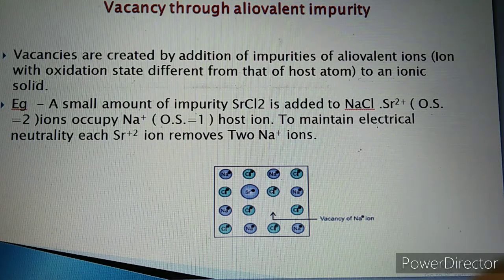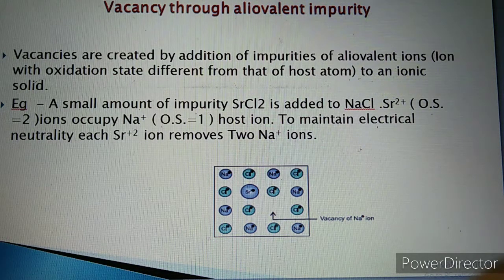When vacancies are obtained because of allovalent impurity. What is allovalent impurity? What is the meaning of allovalent? These are nothing but the ions with oxidation state different from that of the host ion. If the host ion has, suppose, +1 oxidation state, and the impurity ion has +2 oxidation state, that ion is called allovalent. And the defect which arises because of an allovalent ion is called a vacancy defect through allovalent impurity.